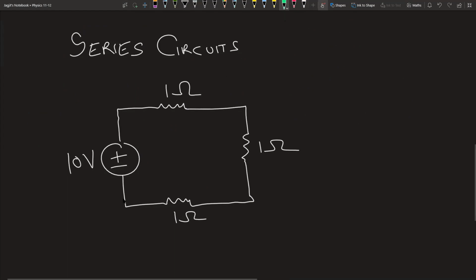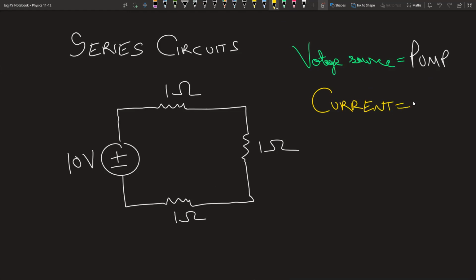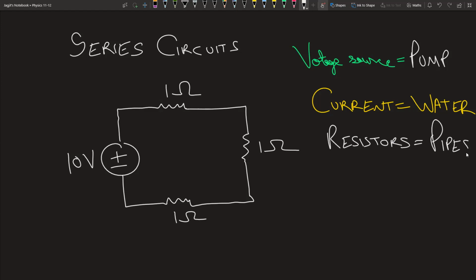Now, guys, I want you to think about this voltage source, okay? I want you to think about voltage source as your pump, a water pump, okay? Voltage source, think of it as a pump that's going to push some water out of it. A voltage source is going to push some current out of it. A pump pushes water out of it. Voltage source pushes current out of it. And I want you to think of current as water. Okay, current is water. And these resistors, think of them as pipes. Think of the resistors as pipes, which allow the water to flow through them.